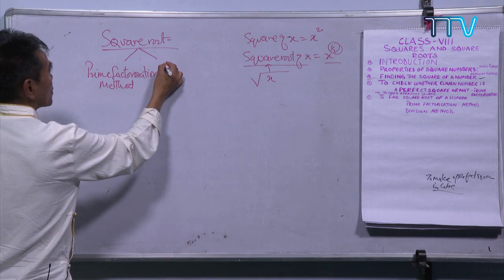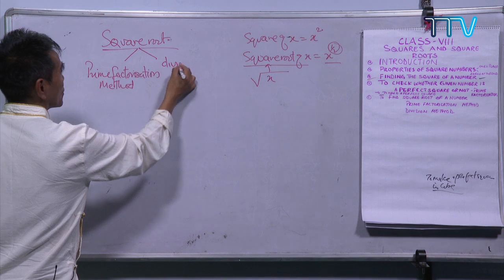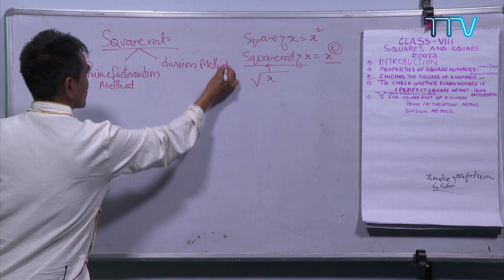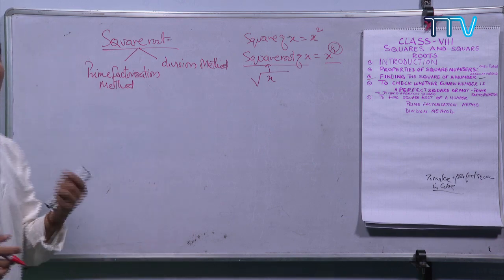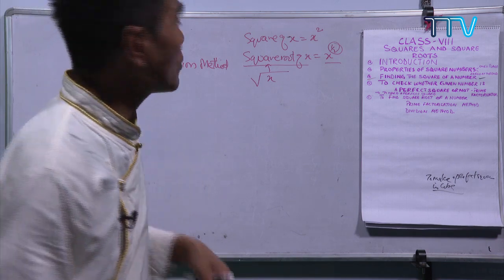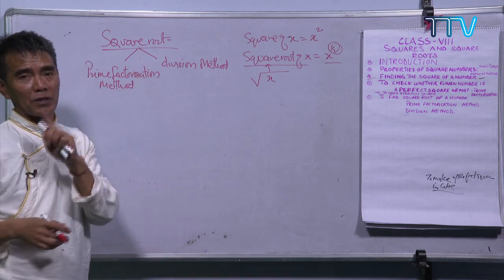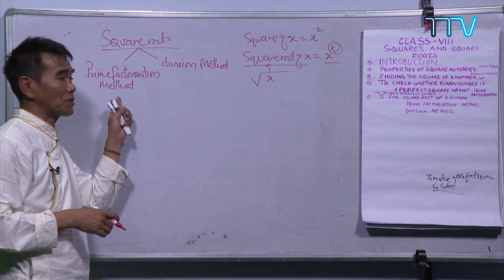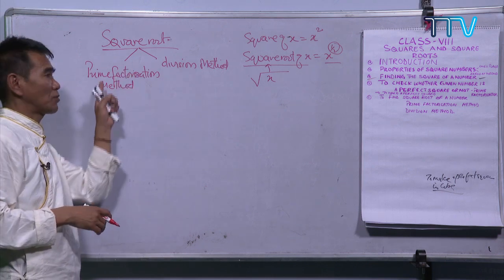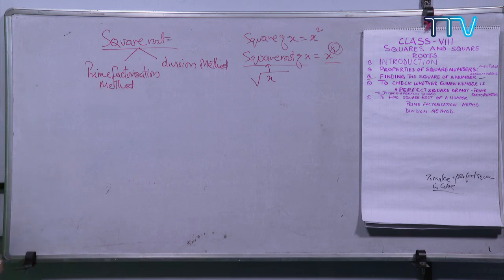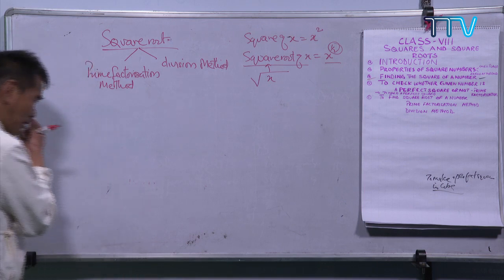There are two methods: the prime factors method and the division method. In the perfect square, we use the prime factors. The prime factorization method is related to the LCM and HCF methods. Okay, the prime factors method, let me give an example.